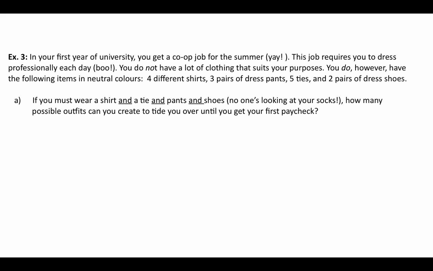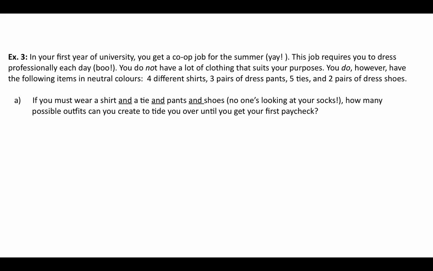If you must wear a shirt and a tie and pants and shoes. Okay. So the pants are not optional. No. Not at your professional job. But okay, let's say no one's looking at your socks, so who cares what you're wearing? You may not even wear any socks. How many possible outfits can you create to tide you over until you get your first paycheck from this co-op job and you can buy something that maybe looks a little fancier?